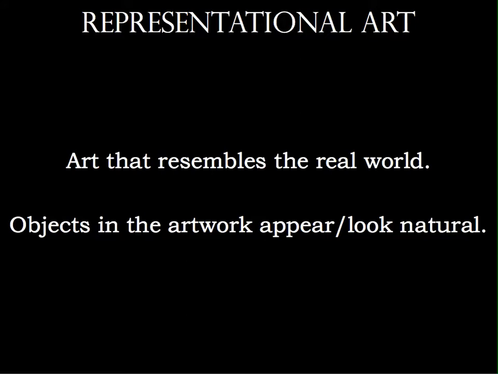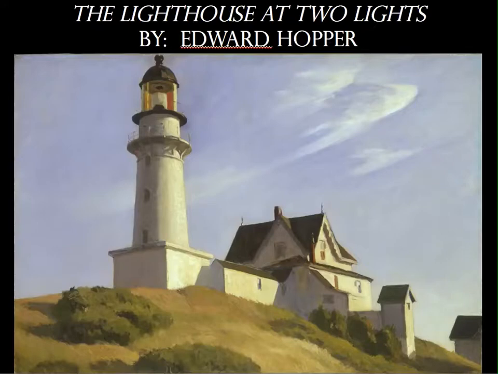So first off, representational art is art that resembles the real world. The objects in the artwork appear or look natural. They look like objects we would see from the outside world. For instance, if we took a look at Edward Hopper's Lighthouse at Two Lights, this is a painting that is very representational. We can identify the lighthouse, the house next to it, clouds in the sky, the hillside, plant life and brush on the hillside. Everything really looks as it should be.